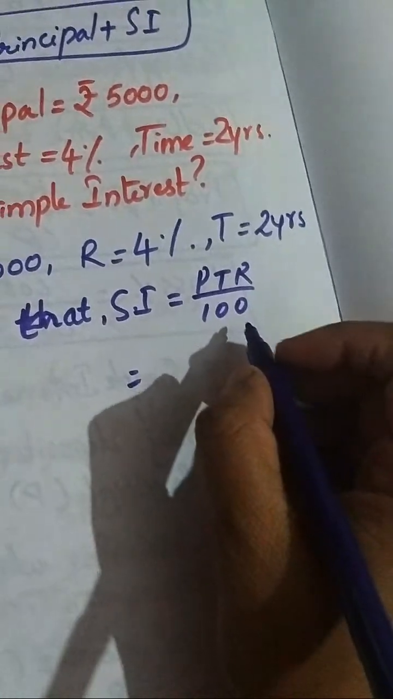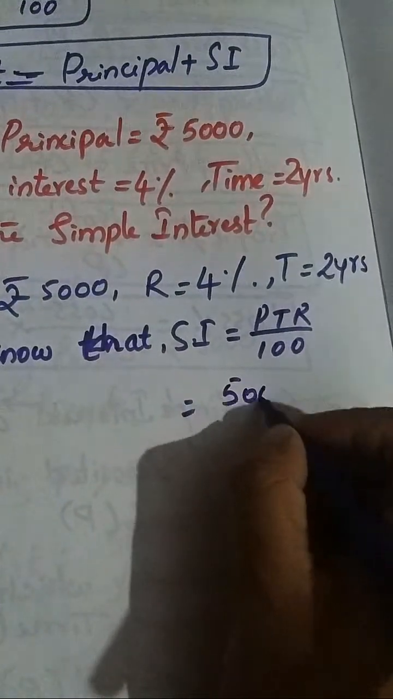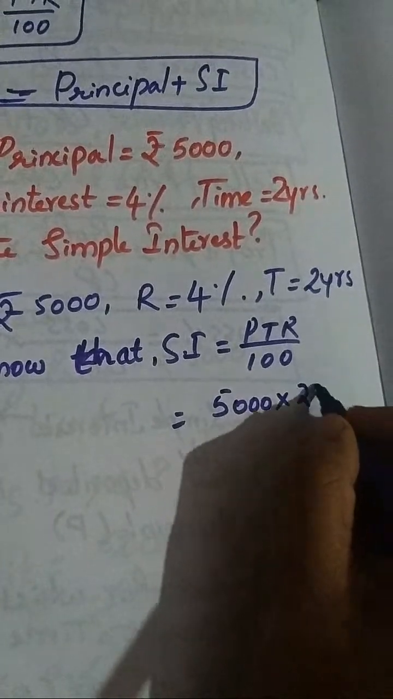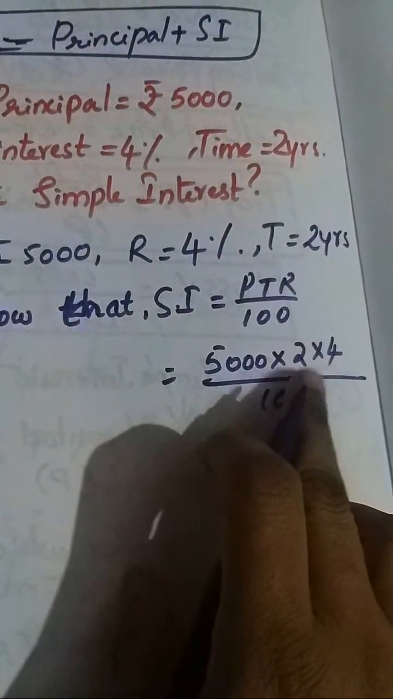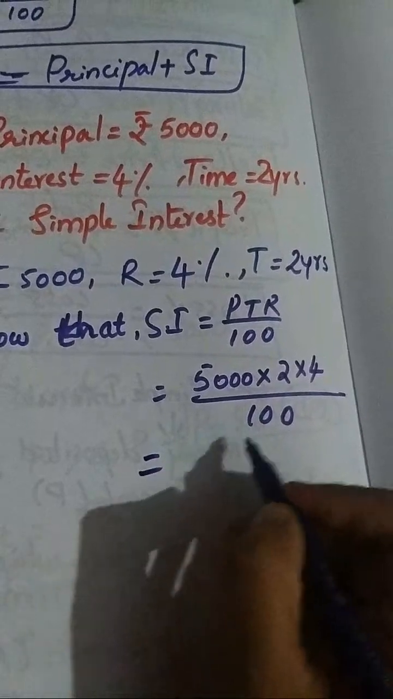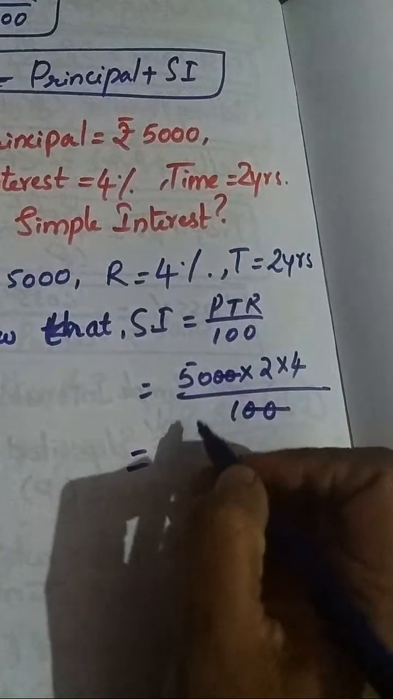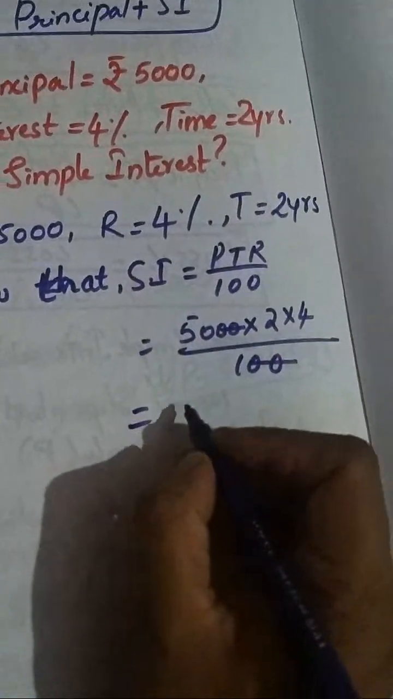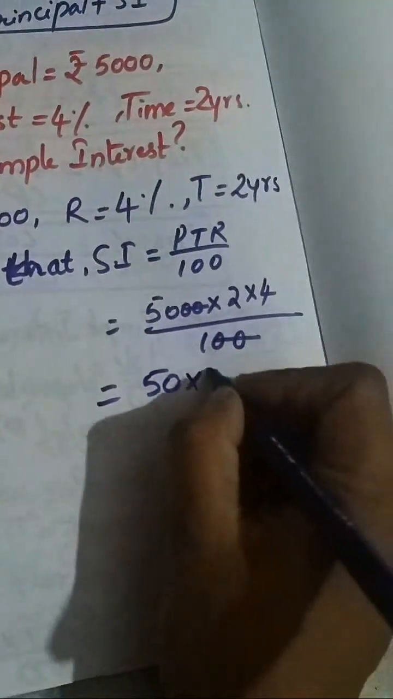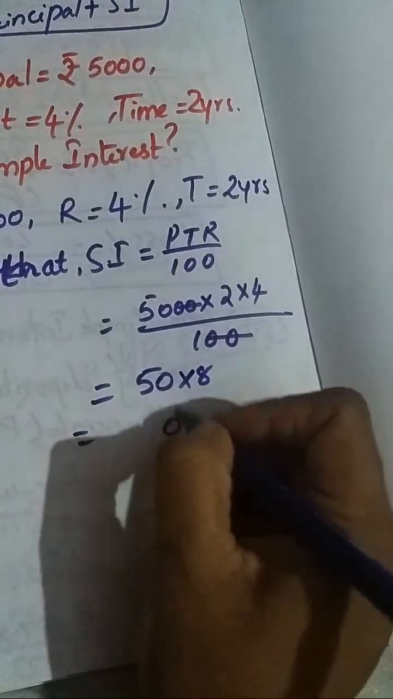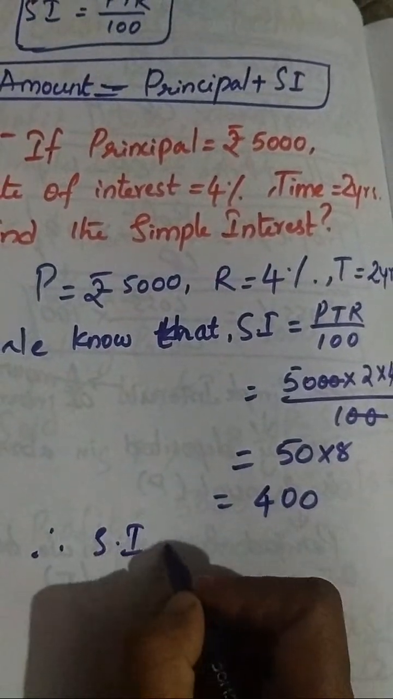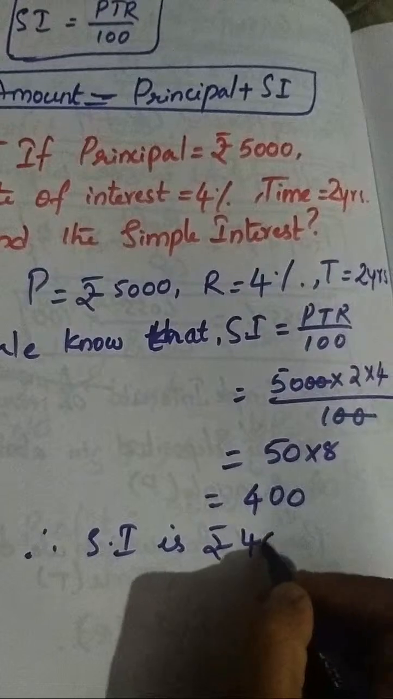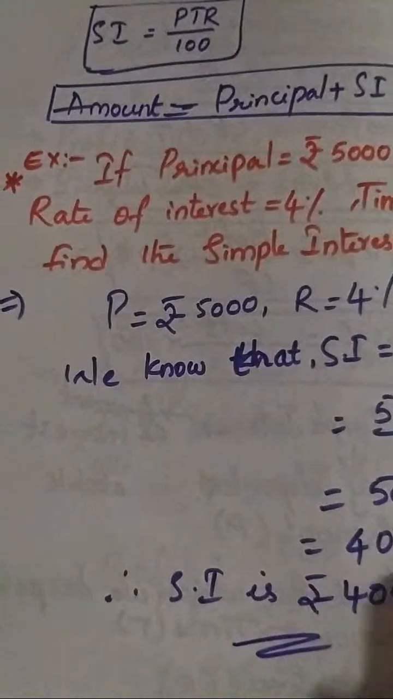PTR by 100 means P is 5000, T is 2, R is 4 by 100. Now 5000 into 2 into 4, PTR by 100, the two zeros and two zeros get cancelled. 50 into 2 4s are 8. 50 into 2 4s are 8, so 5 zeros, 8 5s are 40. Then therefore the simple interest is how much? Rupees 400. Okay, like this we have to solve the problem.